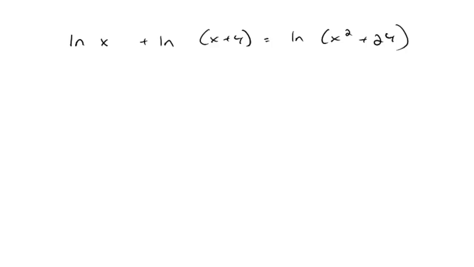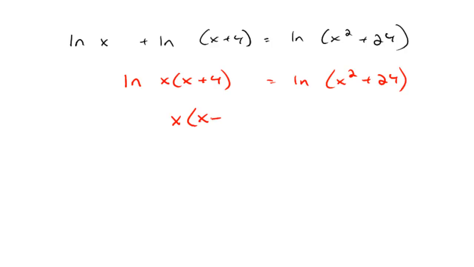The nice thing here, though, is that if you take a look at the left-hand side, you'll notice we can use our good old product rule. And the product rule says that when the bases of the logarithms are the same, this becomes the logarithm of x times x plus 4 is equal to ln of x squared plus 24. Notice now we have the situation where we've got a single log on both sides with the same base, so now we can match the arguments. x times x plus 4 is equal to x squared plus 24.